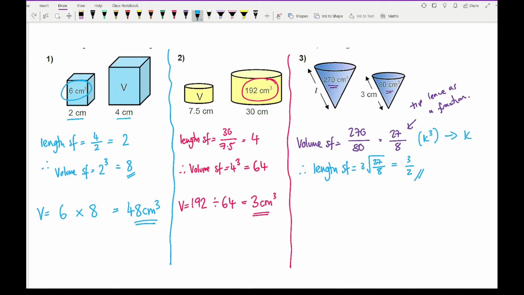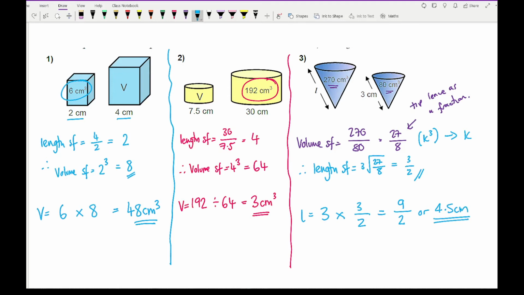Now with this length scale factor, I can then work out what L is. So here I'm going to go 3. Now from this, you just have to decide: am I going from big to small or small to big? Well, I'm going from small to big. So I'm going to multiply that by the scale factor, which then gives me 9 over 2, or 4.5 centimeters. And there is my final answer. Now the key concept is just realizing what it is you're actually working with and what it is you're actually trying to find.